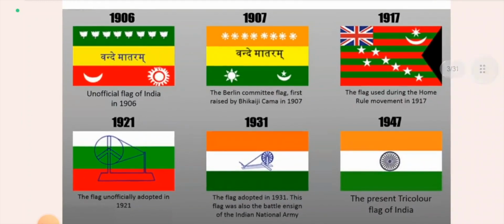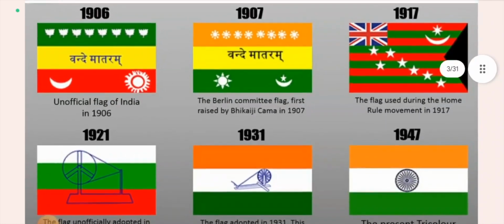See, the national flag of India in 1906. Vande Mataram is written in the middle, and you can see the first national flag of India, the unofficial flag of India in 1906. 1907, the second flag, the Berlin Committee flag, first raised by Bikaji Kama. So the second national flag was raised by Bikaji Kama.